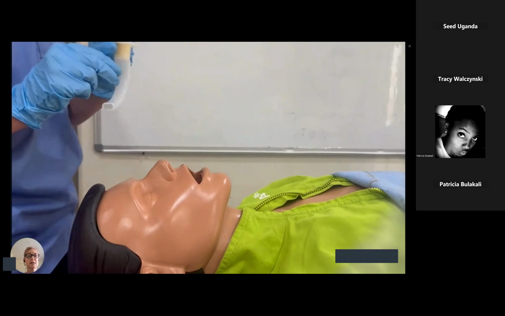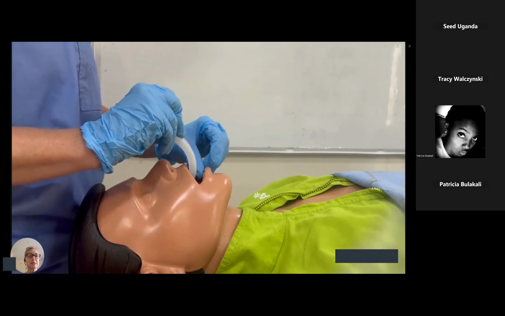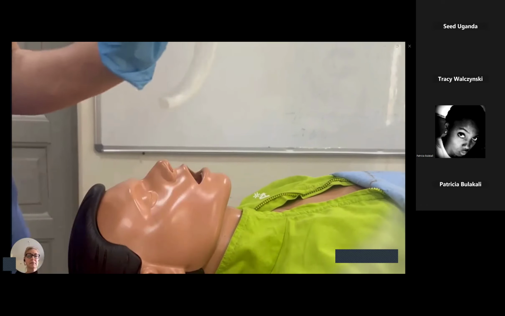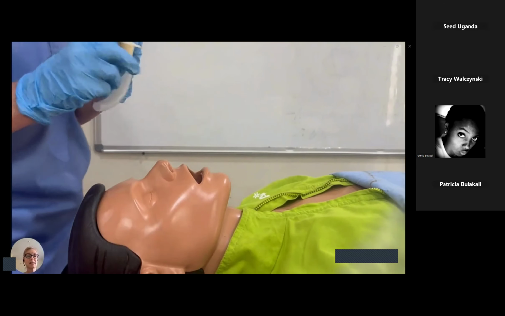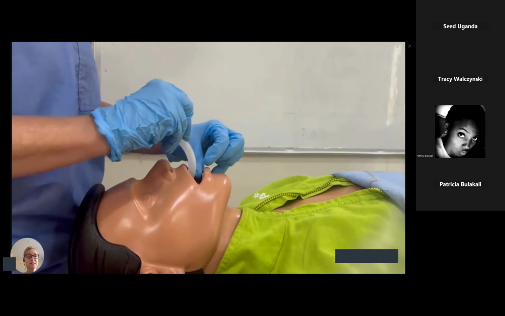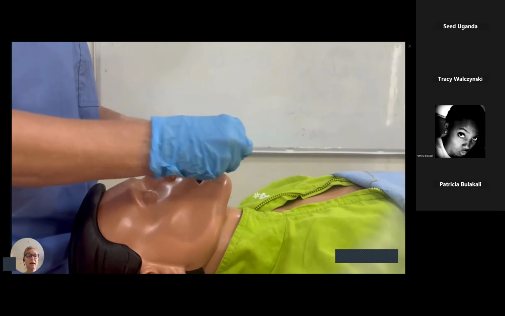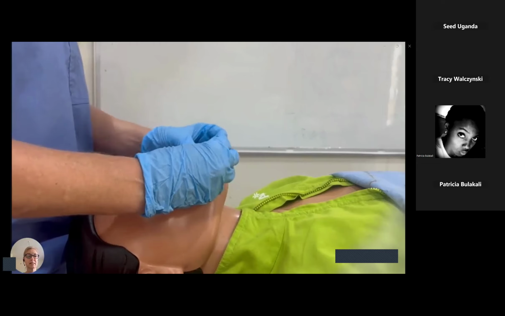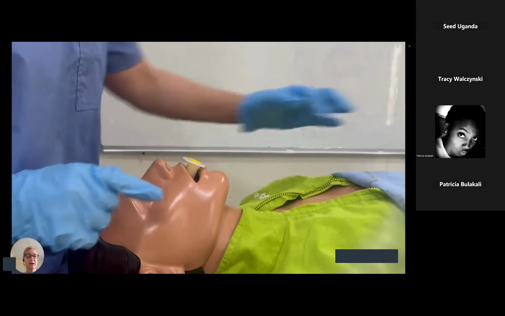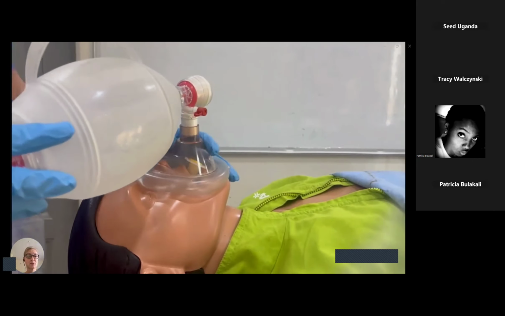Okay, insertion with audio. You're going to start by inserting the OPA upside down over the tongue, and then once you're halfway down the hard palate, you take a 180-degree turn and complete the insertion over the base of the tongue. Now you will have a patent airway and you can perform your bag valve mask ventilation through this airway.